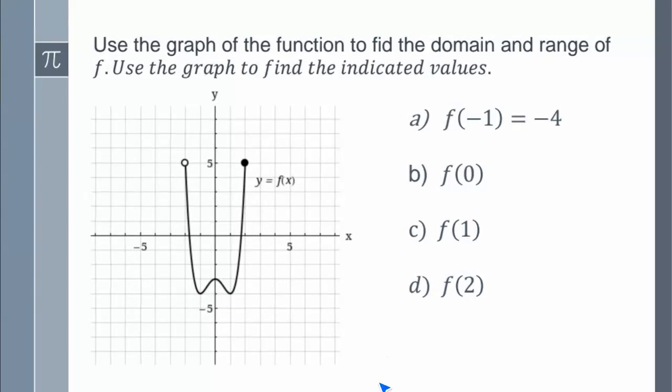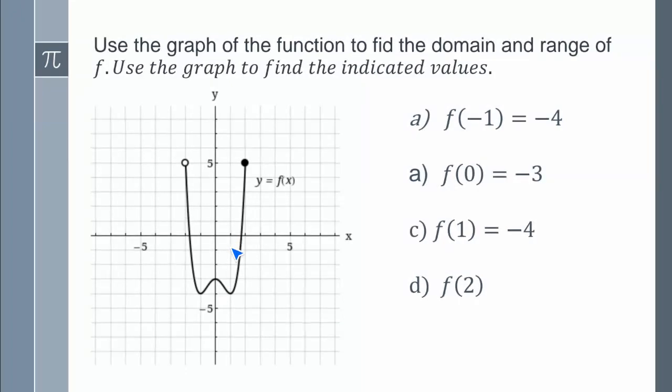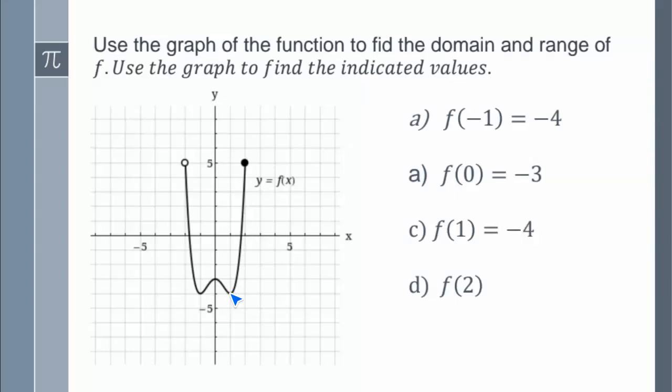So let's look at the second one. F at 0. My x value is 0. So I go and I see where in the graph is 0 here. And we see here it's at -3. So that would be my y value. My y value is -3. Let's do the next one. F at 1. I'm evaluating the function at 1. If I go to 1, and again, I go down to where it would hit my graph, I see here it's, again, at -4. All right.